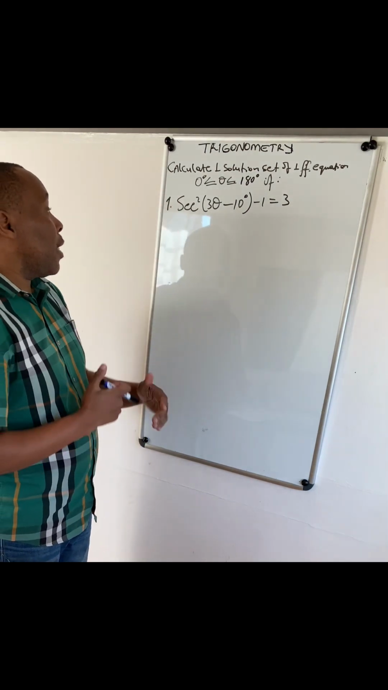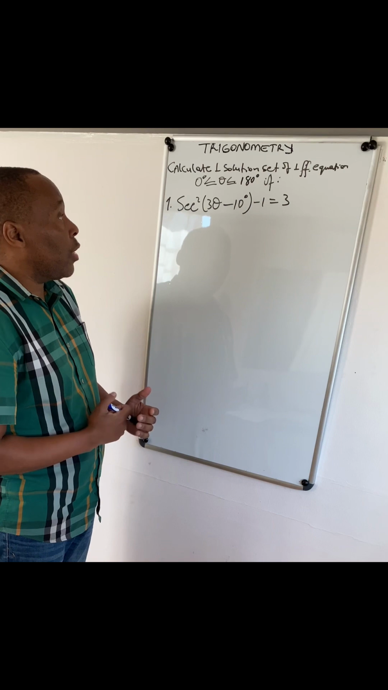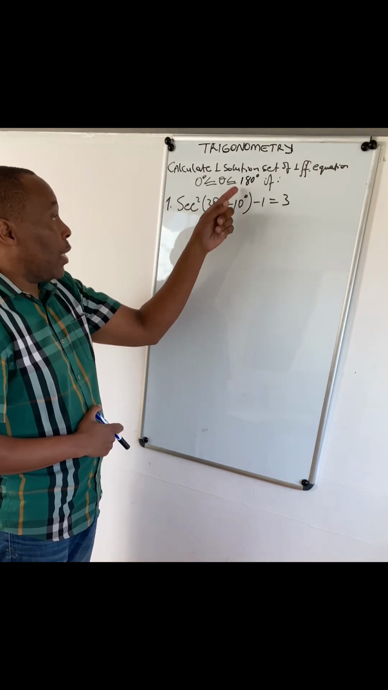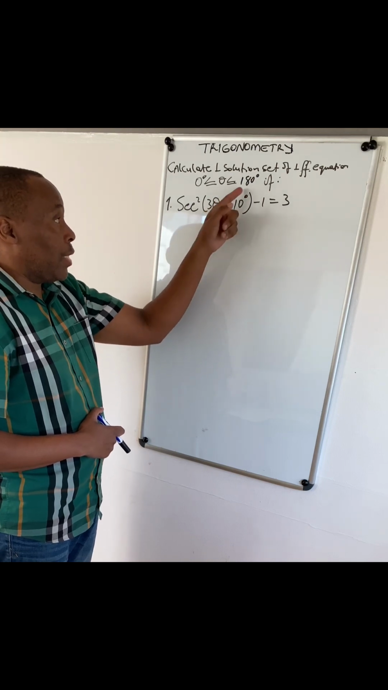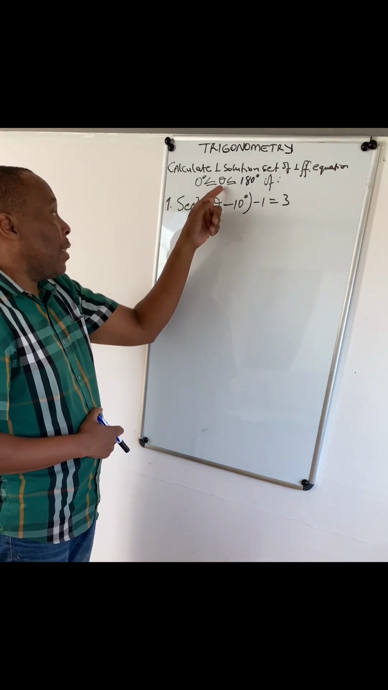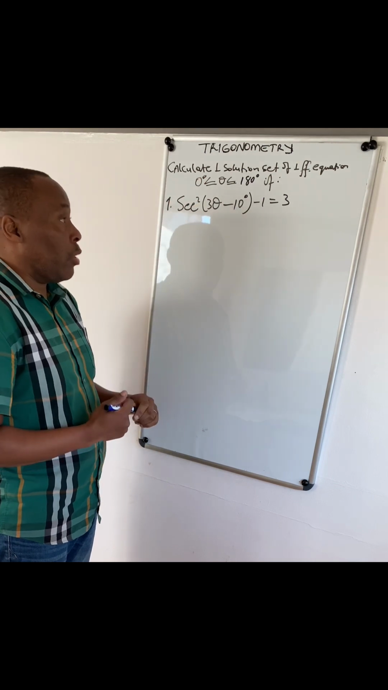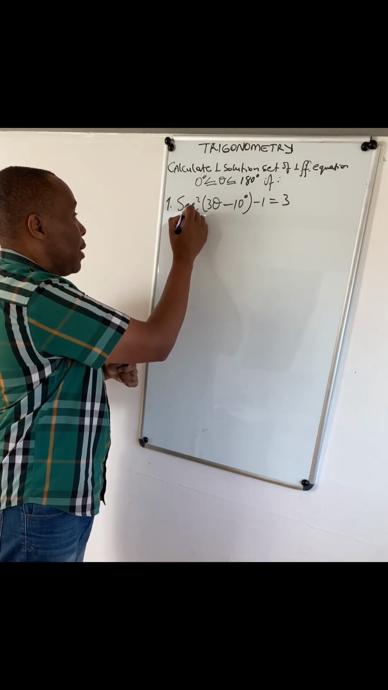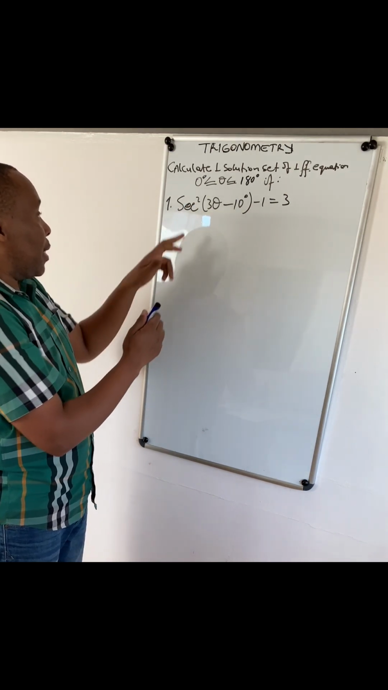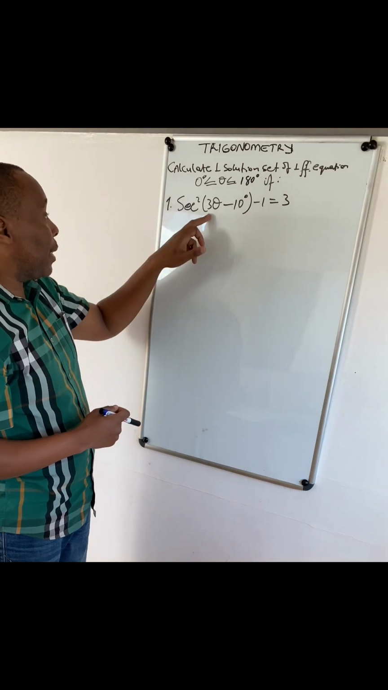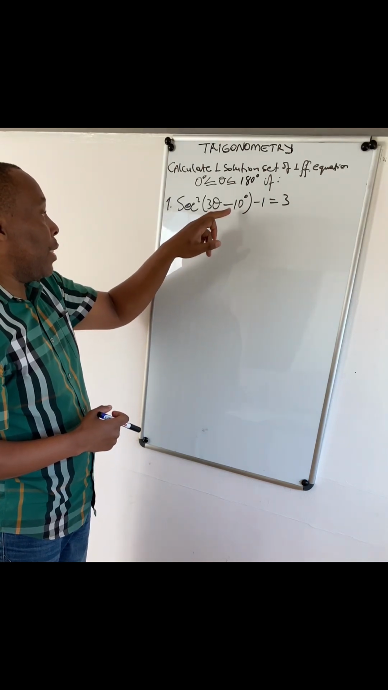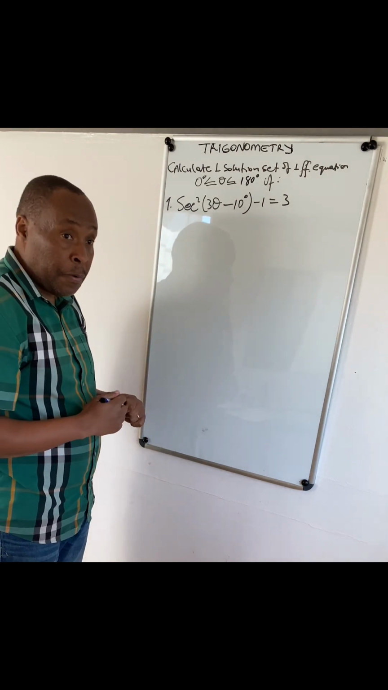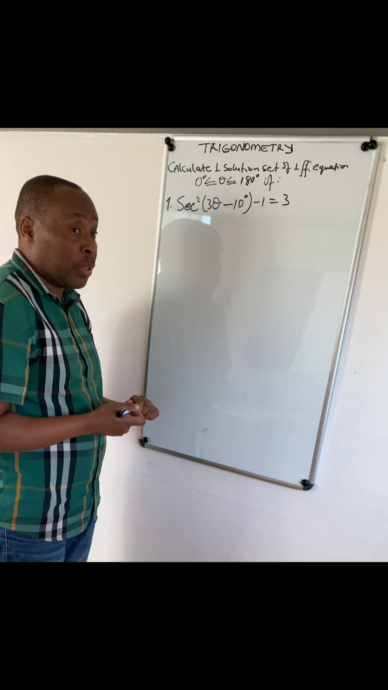Here we're given an instruction: calculate the solution set of the following equation. Theta is less or equal to 180 degrees. It's no longer 360, it's 180 degrees. And theta is greater or equal to 0 degrees. And the sum here, this is sec squared, open bracket, 3 theta minus 10 degrees, close bracket, minus 1 is equal to 3.